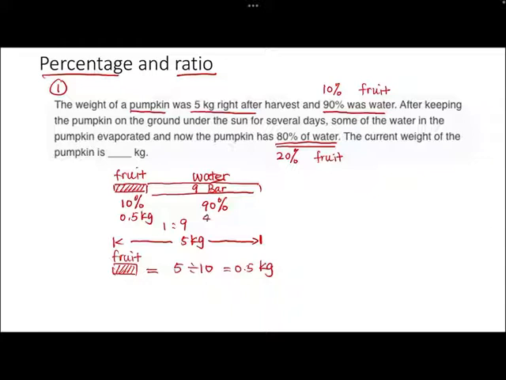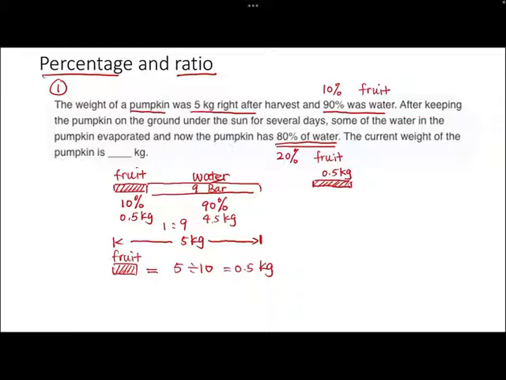We know that the fruit is 10% and the water is 90%. In other words, the ratio between the fruit and the water is 1 to 9, isn't it? So if the fruit is 1 bar, how many bars is the water? It's 9 bars. I'm not going to bother cutting this water into 9 bars, but you need to know that if the 10% fruit is 1 bar, we have 9 bars here. So totally it's 10 bars. The 10 bars, we know the total is 5 kilos.